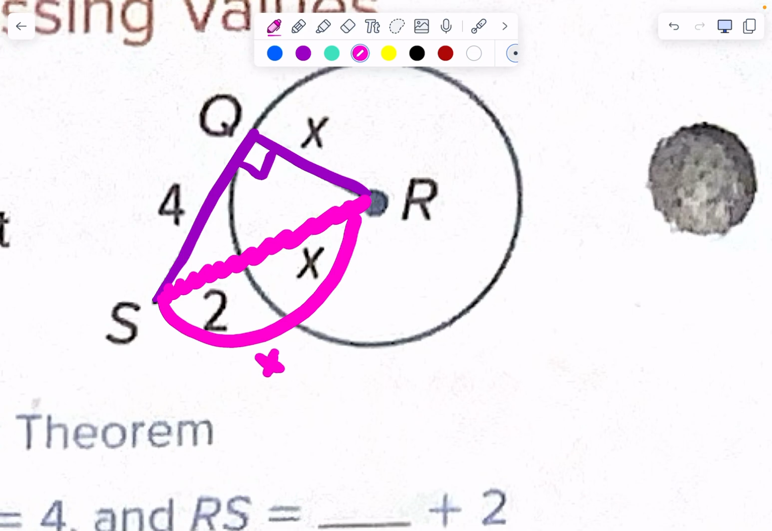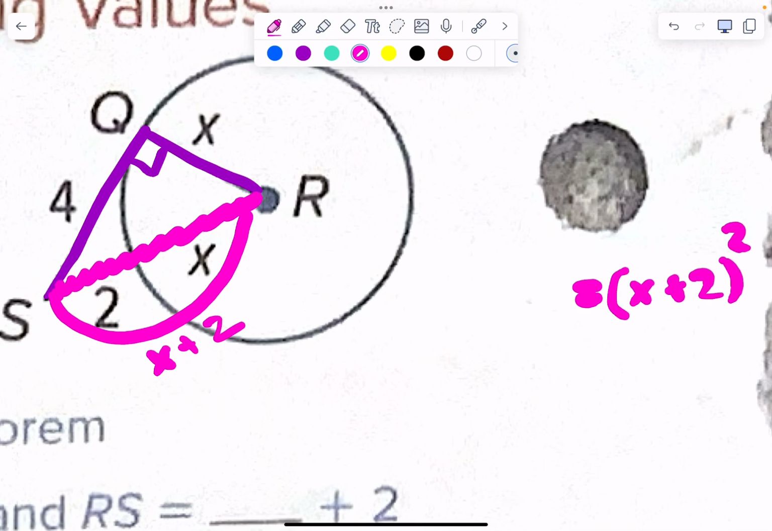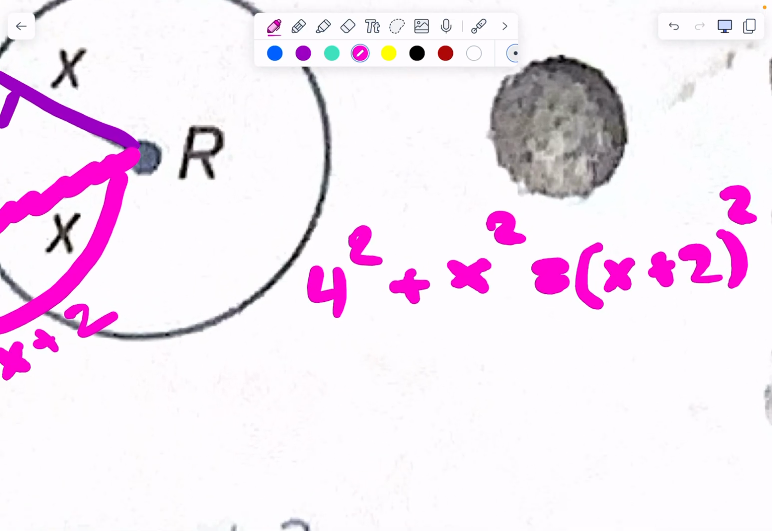2 plus x. I'm going to call it x plus 2. Do you see how that side is x plus 2? We're adding those together. All right, I'm going to do the Pythagorean theorem. Which side is side C? X plus 2 squared. Perfect. 4 squared plus x squared equals x plus 2 squared. That's my Pythagorean theorem.